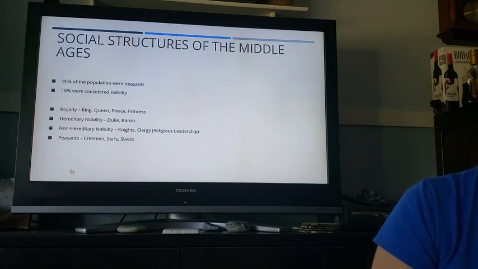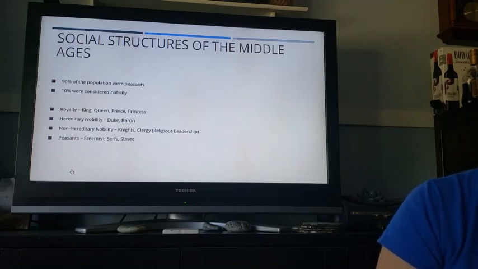Then you've got the bishops. So after the Pope, the bishop was the highest ranking official in the church. Bishops were considered to be nobility and were usually very wealthy. So they had many responsibilities, such as settling annulments of marriages.